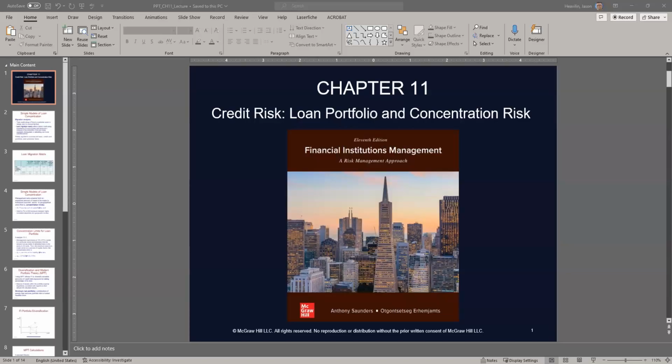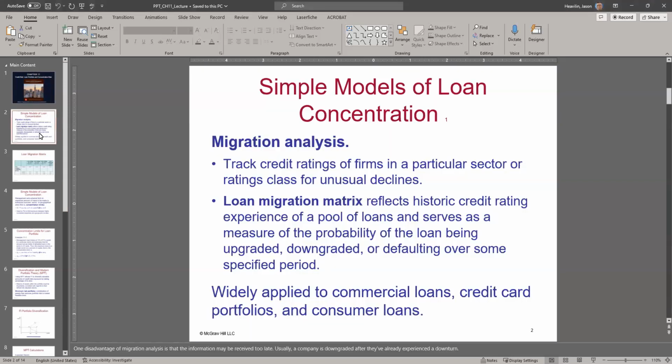In this video, we are going to go over credit risk in a loan portfolio and concentration risk. Let's start with some simple models of loan concentration. Some of the things we're going to talk about is migration analysis, which tracks the credit rating of firms in a particular sector or ratings class for unusual declines.